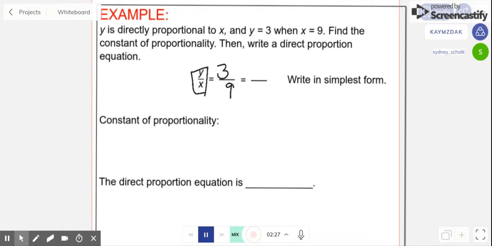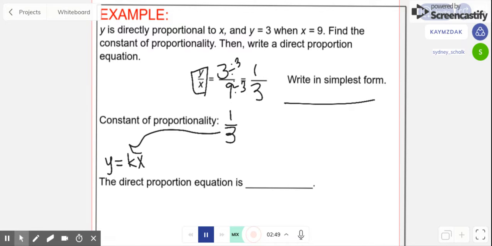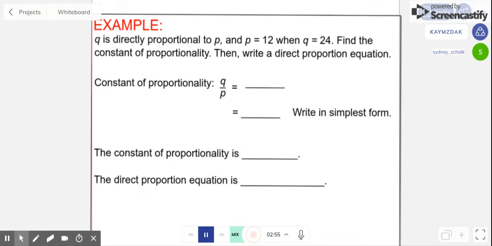Well, we can simplify that to 1/3 by dividing the numerator and the denominator both by 3. And now it's in simplest form. Our constant of proportionality would be 1/3, and we can rewrite that in our direct proportion equation form, which is y equals k times x. If we know that 1/3 is k, we can just plug that right in there. y equals 1/3 times x.